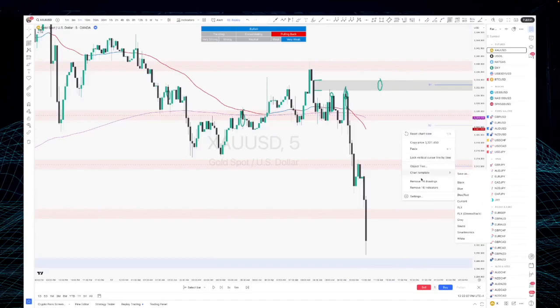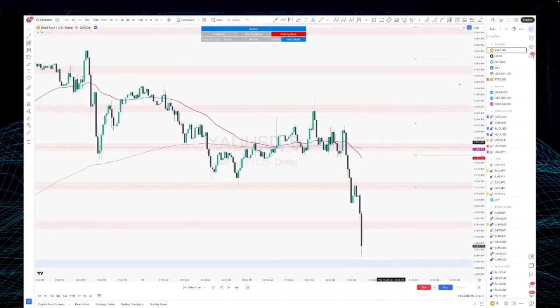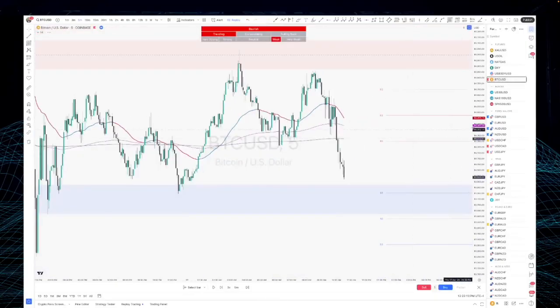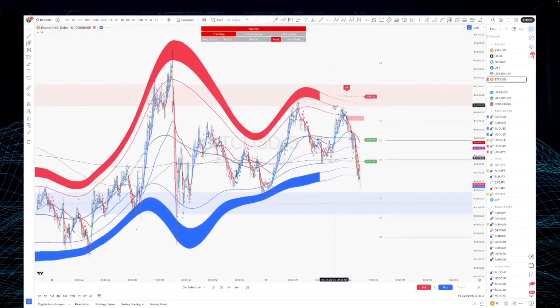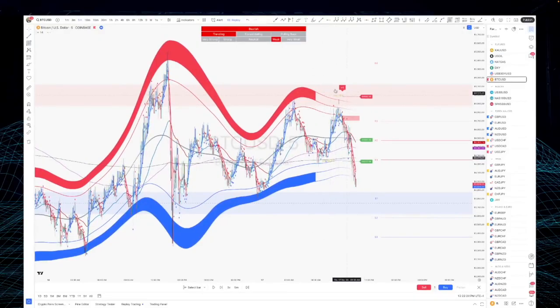Okay, now let's take a look at a few other pairs. Let's try to go to BTC. So you will notice that this works on all different assets. So let's see what BTC has over here. All right, let's take a look at BTC. Now BTC had a nice move over here.